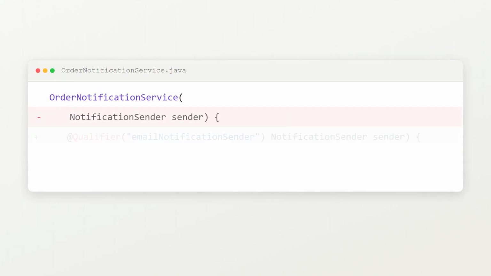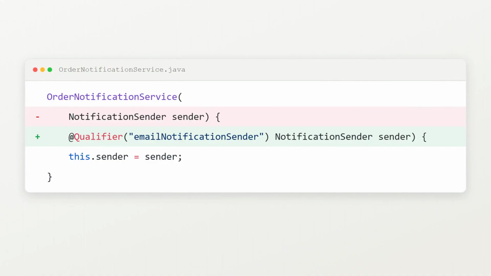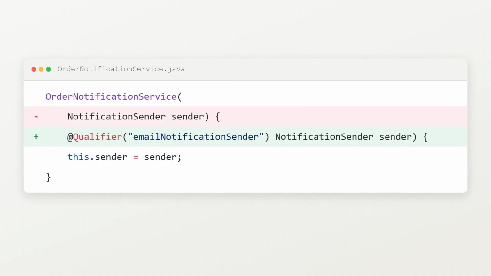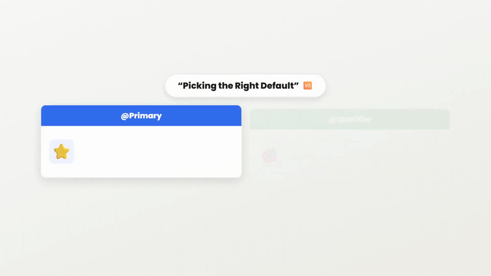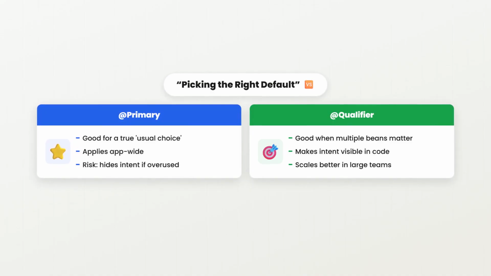In larger code bases, prefer explicit @Qualifier names everywhere. It makes each service's real dependency obvious at a glance. Use @Primary for a genuine obvious default. Use @Qualifier whenever the choice actually matters to the reader.